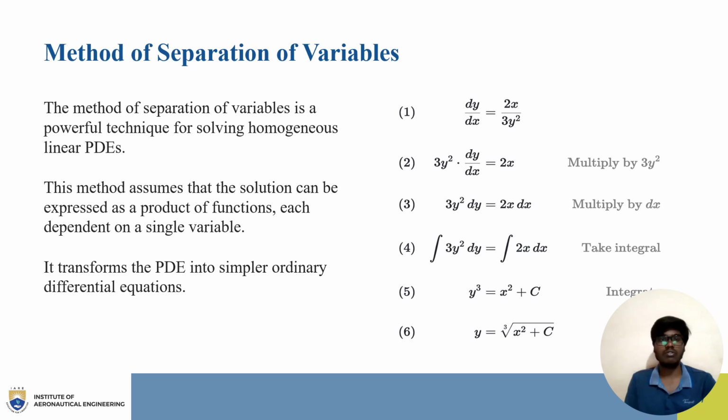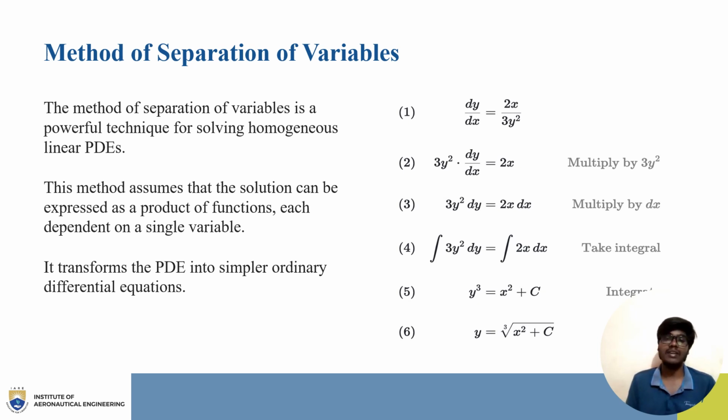Method of separation of variables. The method of separation of variables is a most powerful technique for solving homogeneous linear partial differential equations. This method assumes that the solution can be expressed as a product of functions, each dependent on a single variable. It transforms the partial differential equation into simpler ordinary differential equations, where here you can see dy by dx equal to 2x by 3y square, where 3y square into dy equal to 2x into dx.